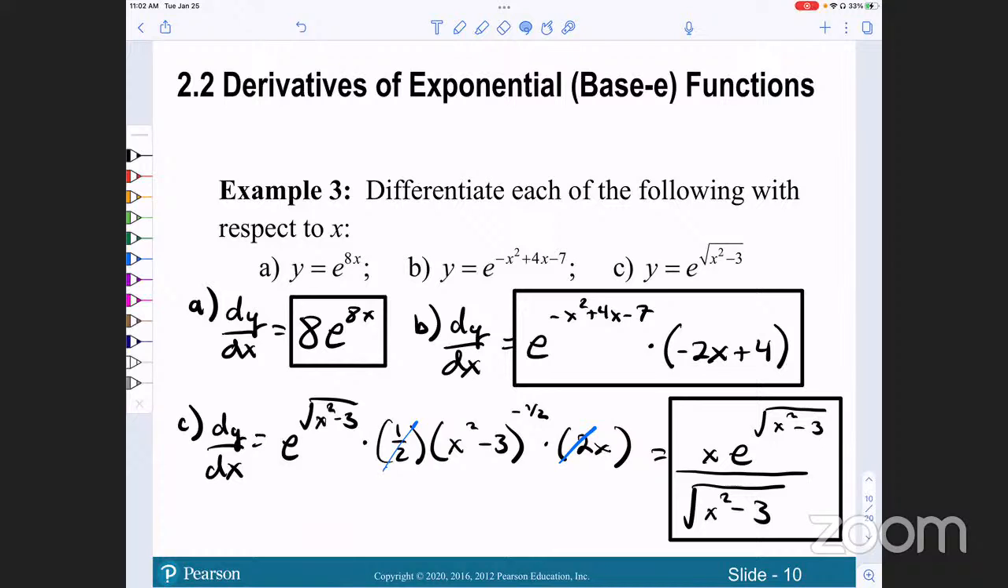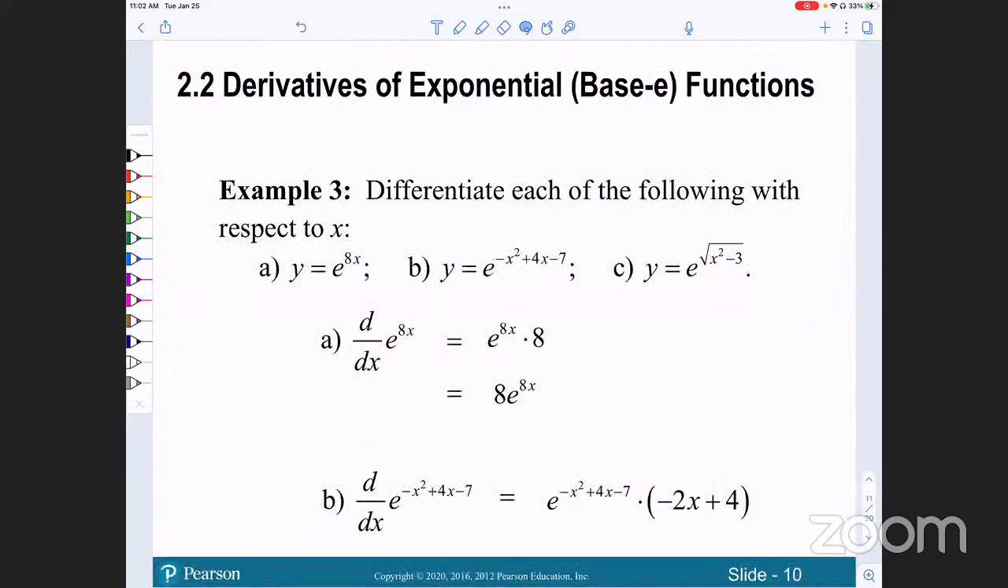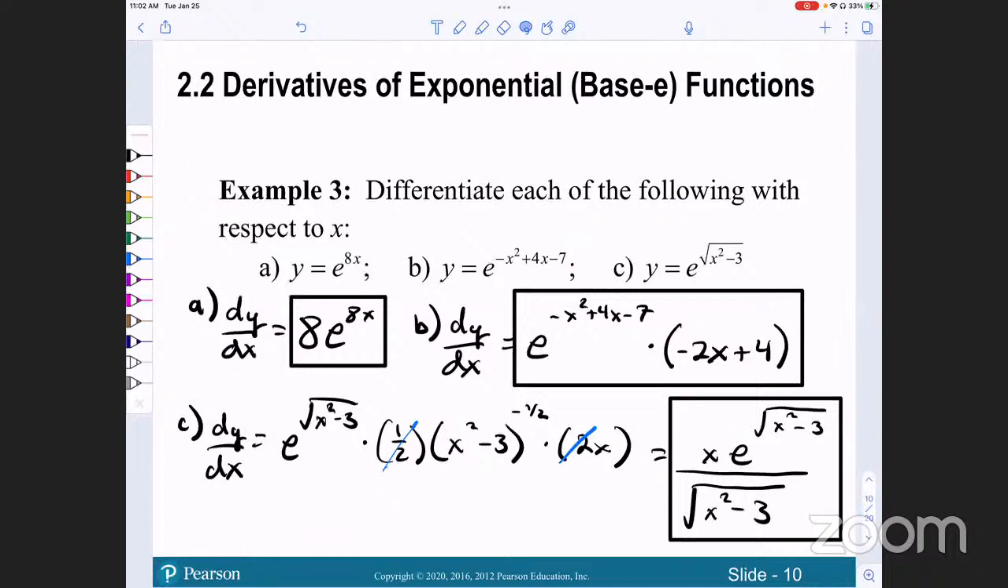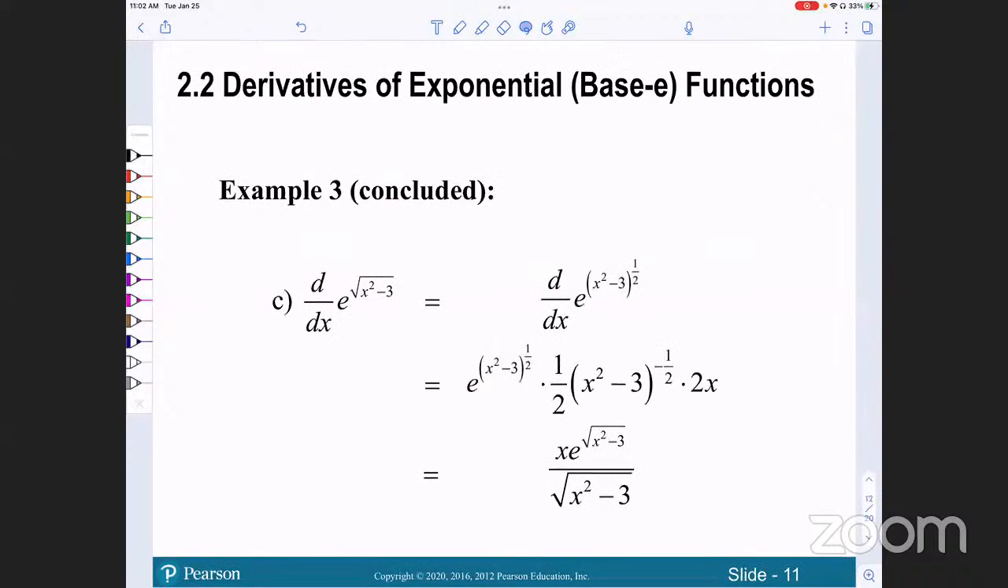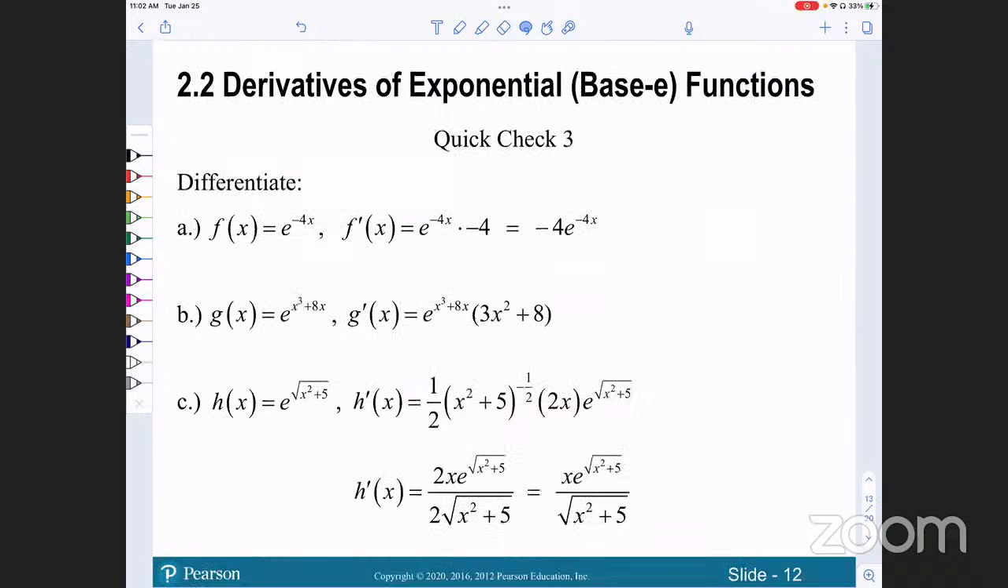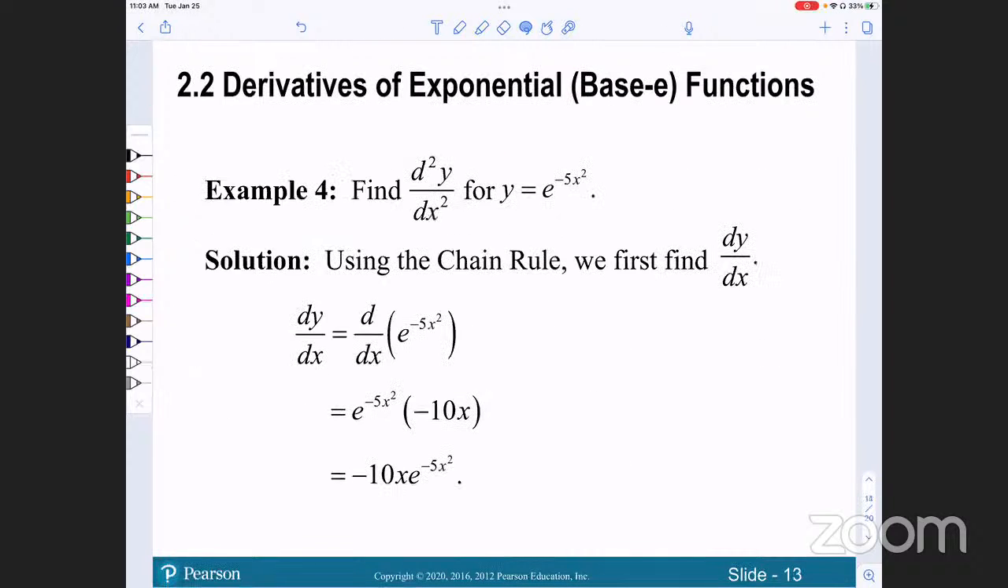So we've got 8e to the 8x, times all of that. Okay, let's see. 8e to the 8x times all of that, negative 2x plus 4, and then x e to that over the root. x e to that over that. Okay. So far, okay, again, the quick checks, I've been leaving those as exercises for you.